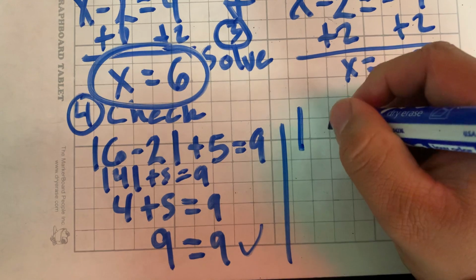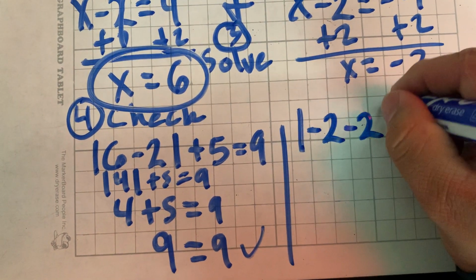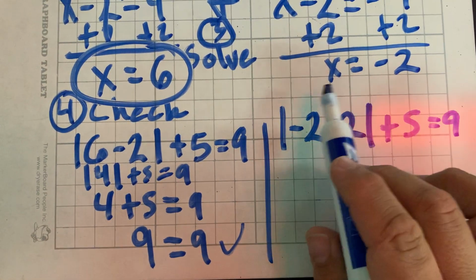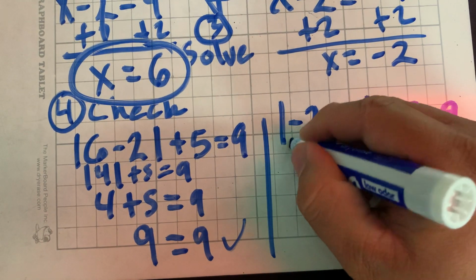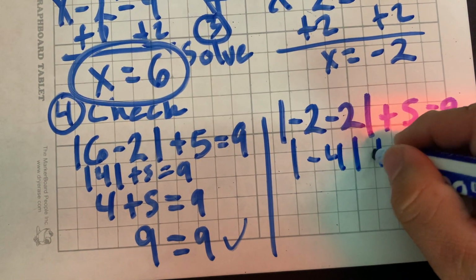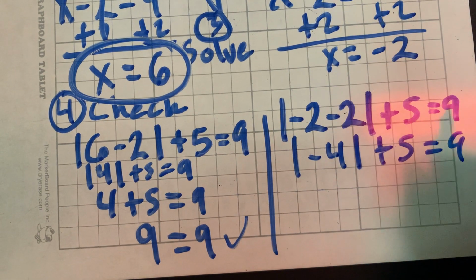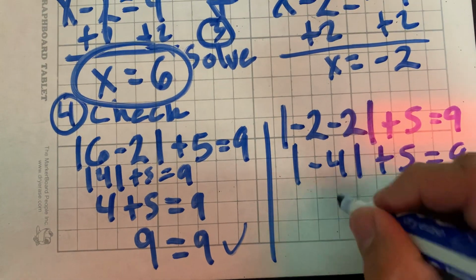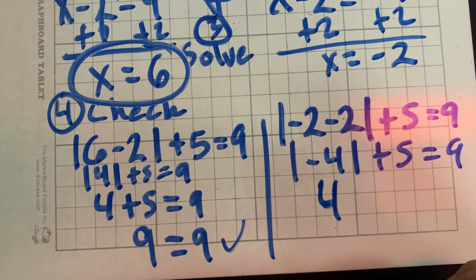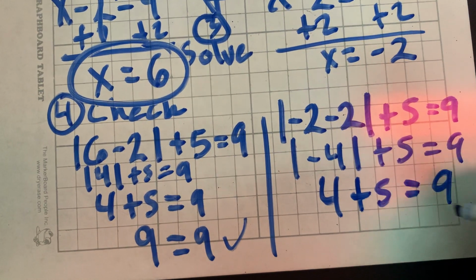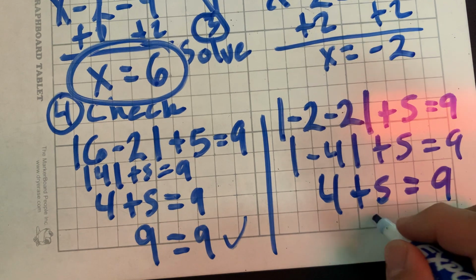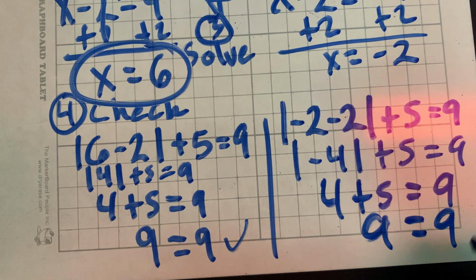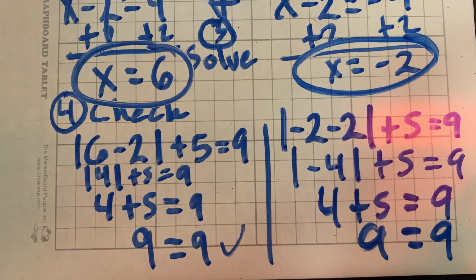Now I'm going to check my other solution. Again, I replace x with negative 2 because that's what it's equal to. Negative 2 minus 2 is the absolute value of negative 4. And again, I wrote everything else that didn't have an effect on the problem. The absolute value of negative 4 is just a plain old-fashioned 4. Plus 5 is equal to 9. 4 plus 5, we know, is 9. So 9 does equal 9. That tells me x equals negative 2 is also an answer.